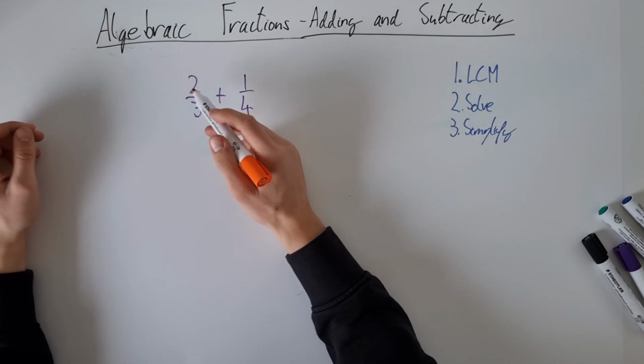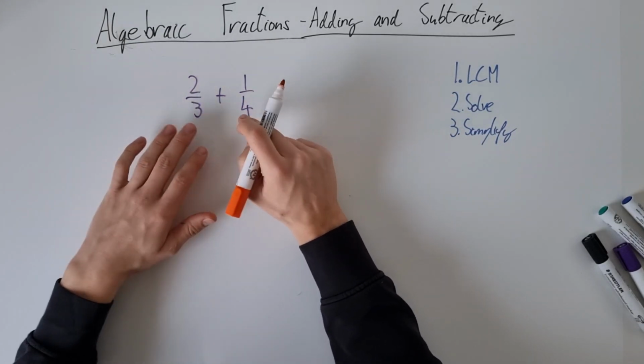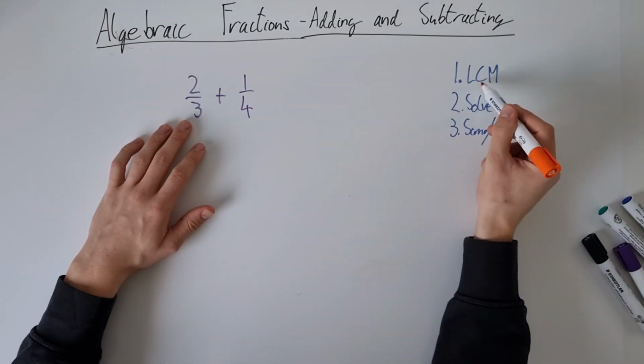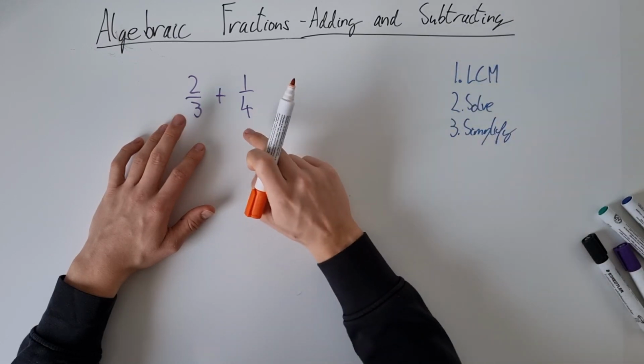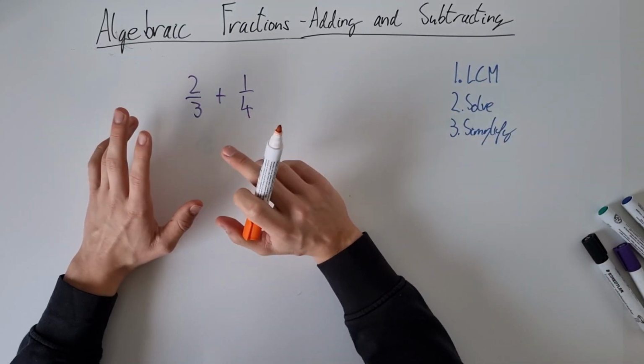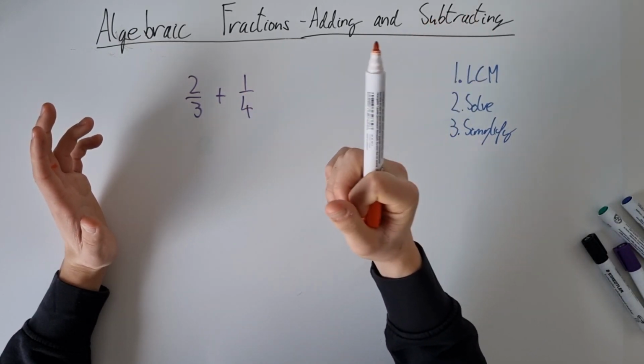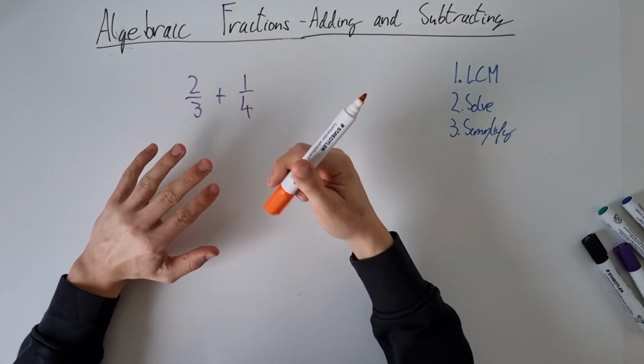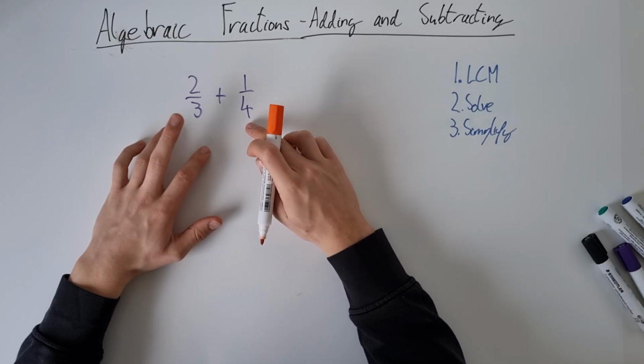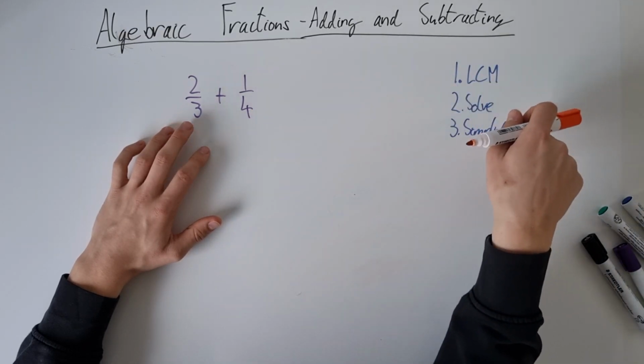So what we'd do is multiply both of these fractions so that we have the lowest common multiple. What's the lowest common multiple of 3 and 4? Well, it's 12. And here's a little trick. If you don't know what the lowest common multiple is, or you can't really work it out, you can just multiply these two numbers, but it just means you're going to have to simplify more at the end.